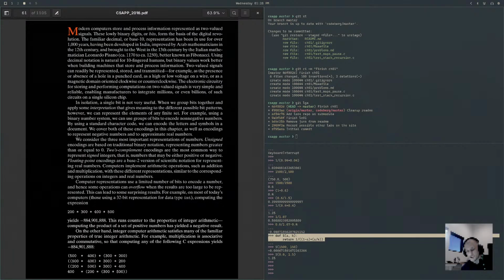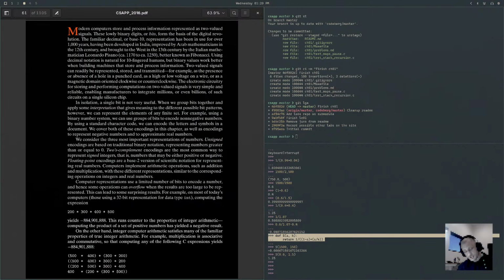And hence some operations can overflow when the results are too large to be represented. This can lead to some surprising results. For example, on most of today's computers, those using a 32-bit representation for data type int, computing the expression 200 times 300 times 400 times 500 yields negative 884 million, and so on. This runs counter to the properties of integer arithmetic. Computing the product of a set of positive numbers has yielded a negative result. Oh, sorry, it's negative. I thought that was an em dash. I didn't realize that was a negative sign.